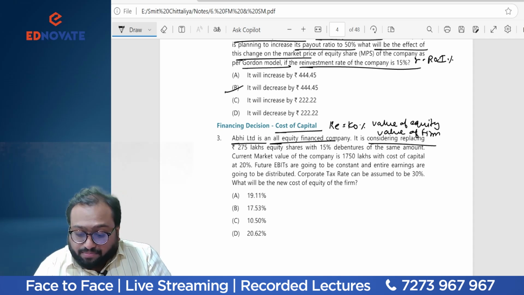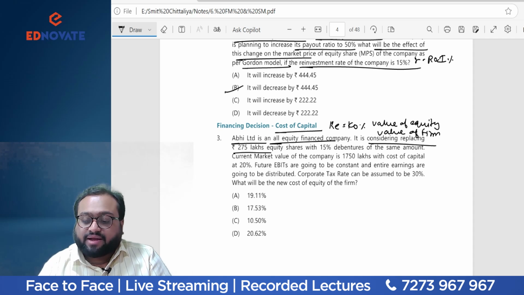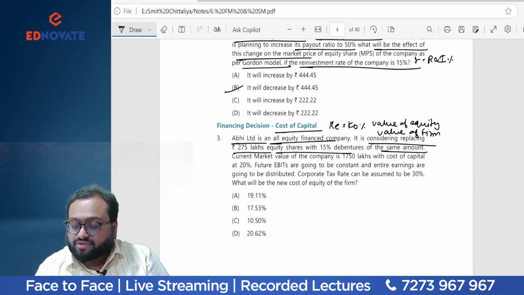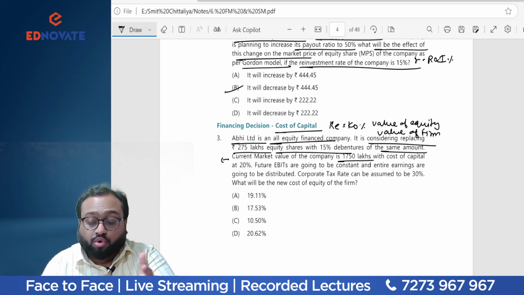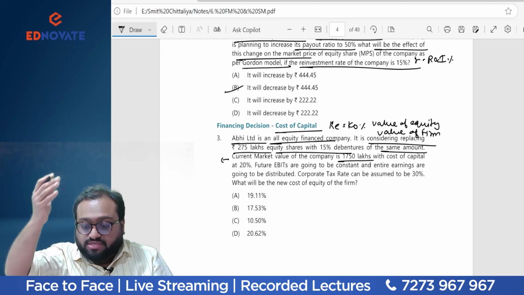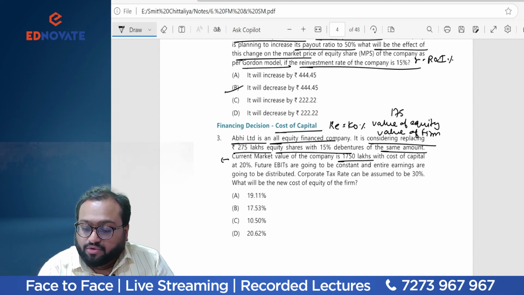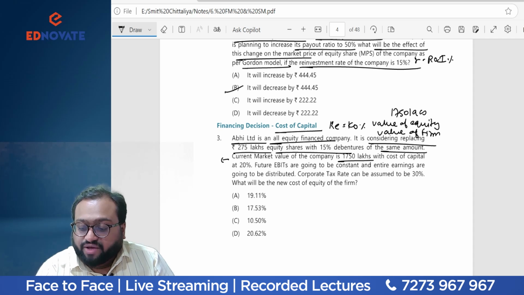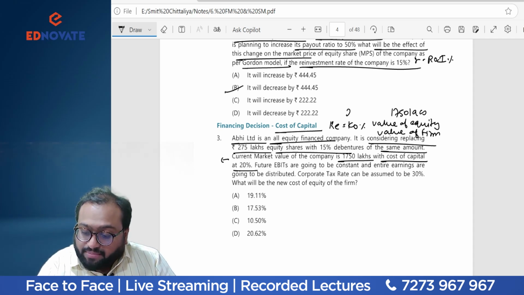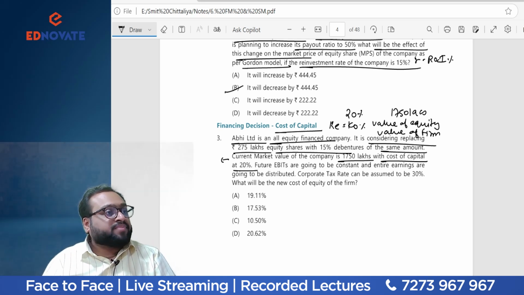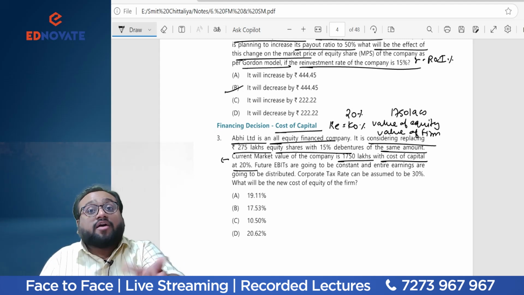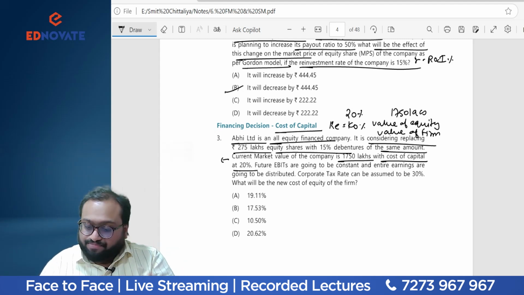It is considering the replacement of rupees 275 lakhs equity share with 15% debentures of the same amount. Current market value of the company is 1750 lakhs. When it is all equity, the market value of the company means the market value of equity or market value of firm is 1750 lakhs. With cost of capital at 20%, that means KE and KO are 20%. Currently, in this all equity finance company, KE is 20%, KO is 20%, and the value of equity and value of firm is 1750 lakhs. Am I right, boys and girls?